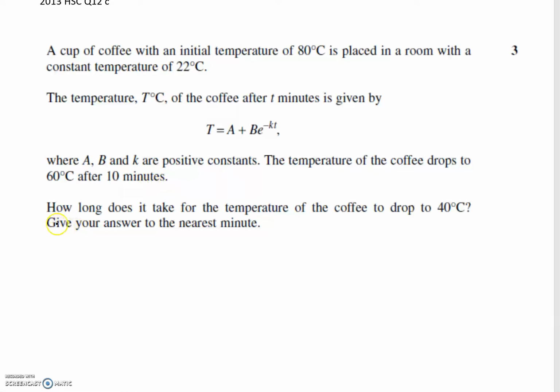And then it gets to the point, how long does it take for the temperature of the coffee to drop to 40 degrees? Now, often that is about part 3 of a question. But you can see that this question's worth 3 marks. So maybe they're going to allocate 1 mark for you finding some values, certainly of A, B and K, and that would be worth a couple of marks, I'd imagine, and then another mark for being able to use this information to answer the question.